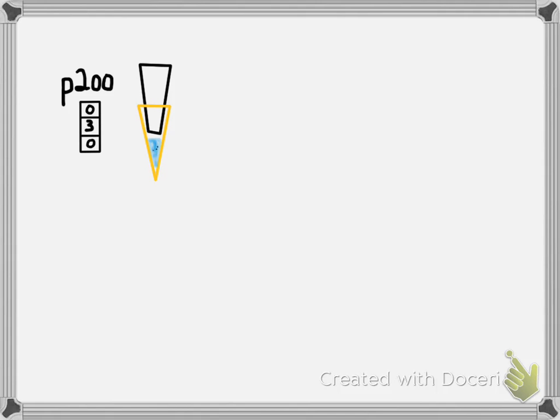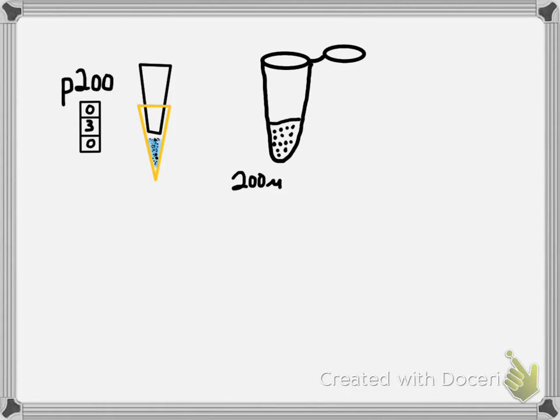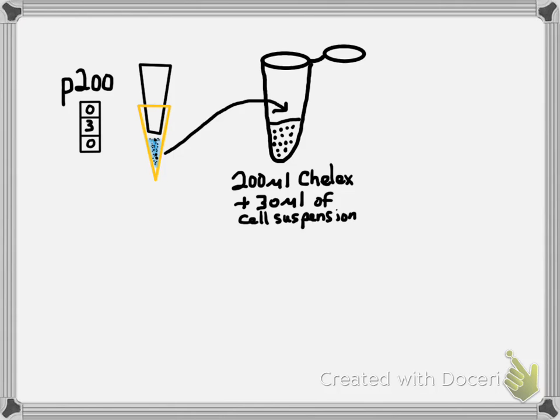So once you've drawn up 30 microliters of your cell suspension, you're going to transfer it to the new tube that has this stuff in it called Chelex. Here's a major source of error, so we need to be careful that you put your cells into the Chelex tube and not vice versa. These Chelex beads are chemical magic and will help purify your DNA in the steps that follow.